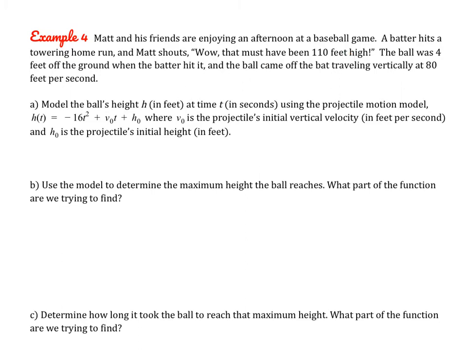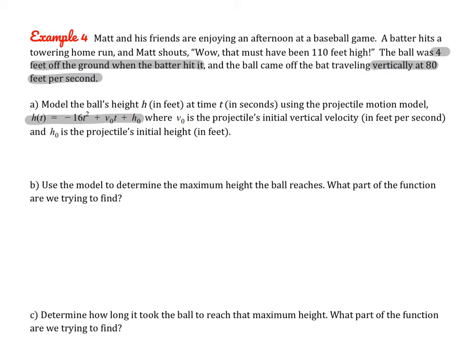Then they tell us the ball was 4 feet off the ground when the batter hit it, and the ball came off the bat traveling vertically at 80 feet per second. So first, we're going to be creating a model that models the ball's height in feet at time t in seconds. So we have this projectile motion model that we can use. So this model is h of t equals negative 16t squared plus v sub 0 t plus h sub 0.